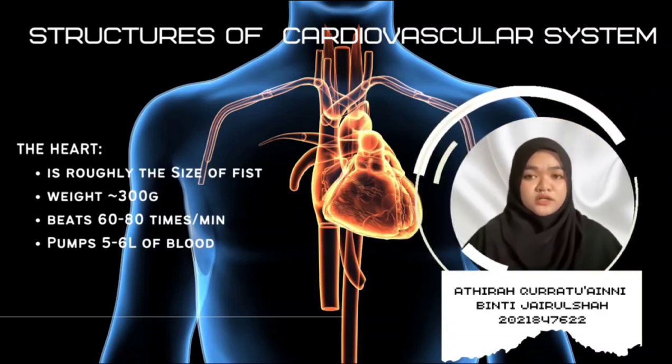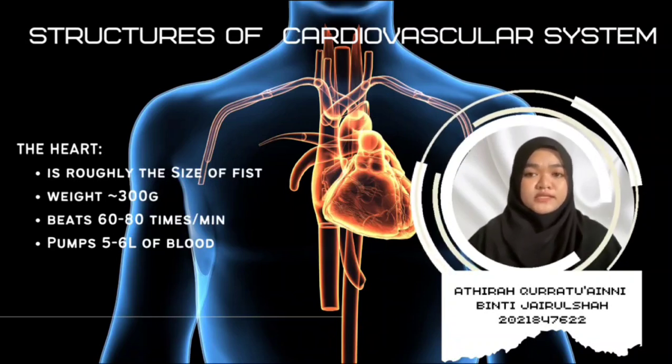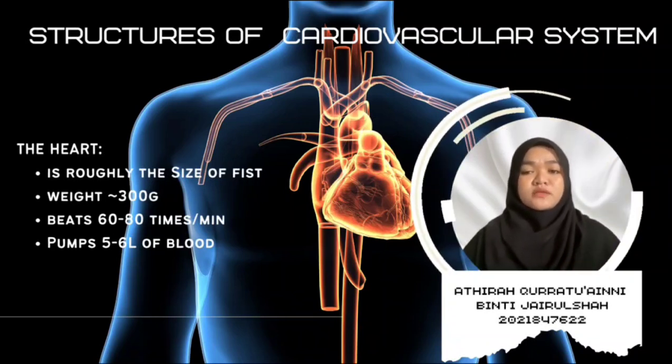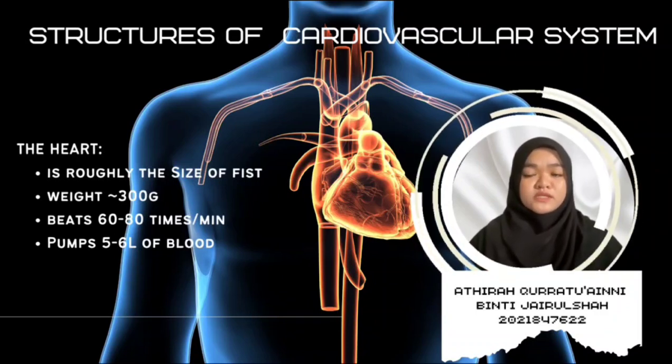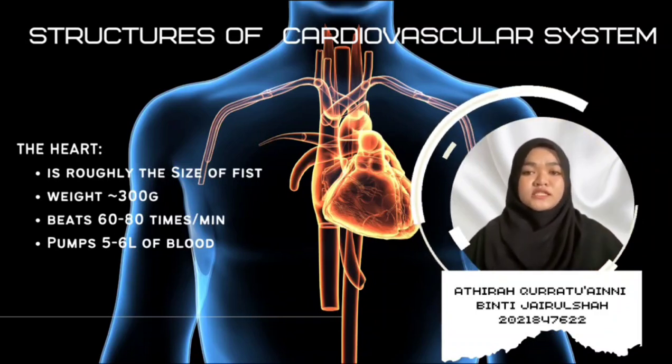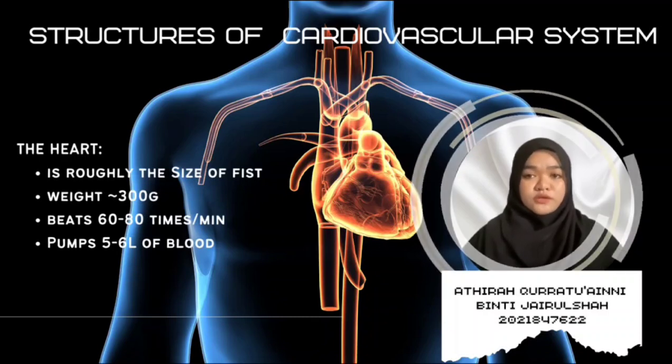The major structures of the cardiovascular system are the heart, blood vessels and blood. The human heart is roughly the size of a fist, weighs about 300 grams, beats 60 to 80 times per minute throughout your entire lifetime, and pumps 5 to 6 liters of blood throughout your body.